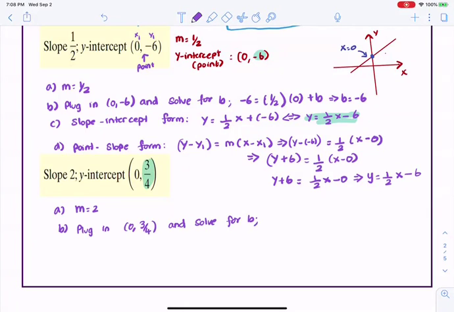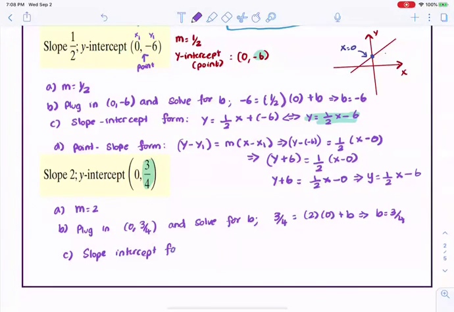So y is 3/4, m is 2, x is 0 plus b, which would mean b is 3/4. So that is the y-intercept. So the equation is y equals mx, so 2x, plus b, so plus 3/4.